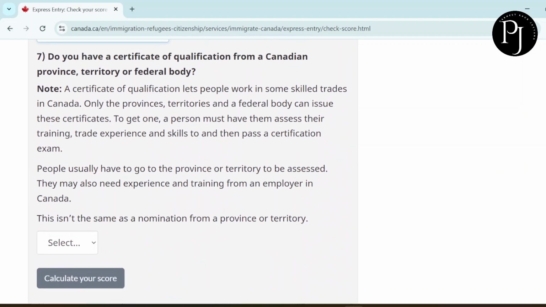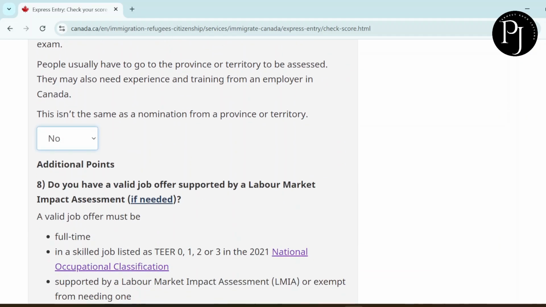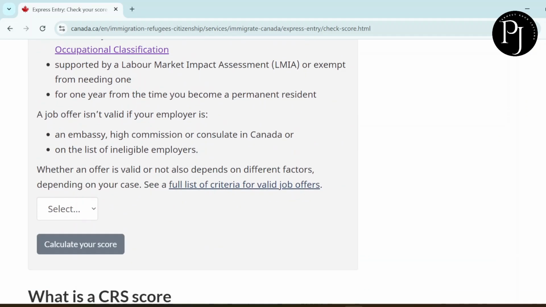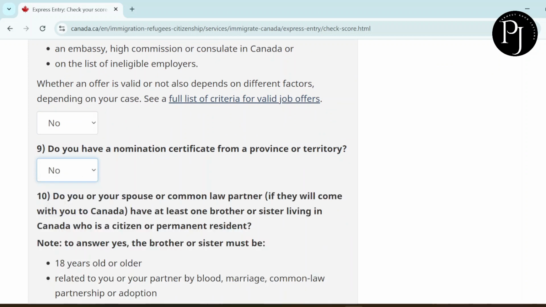And the next question is for certificate of qualification. If you have, no, I don't have any. Any LMIA, if you have, then select yes, otherwise no. Do you have a nomination certificate? Any PNP? If you have, then say yes, otherwise no.